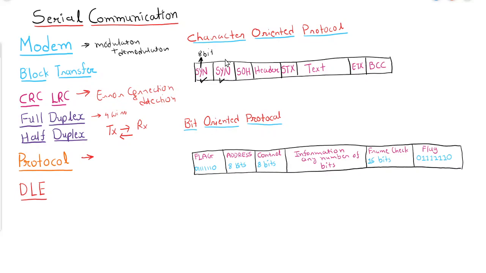So this character will specify that from here onwards, after the next 8 bits, there will be header information. So what is header information? Header consists of address and control information. Whatever destination address there is, and whatever control information the transmitter wants to send, will be stored in the header. After the header there will be the starting of text.